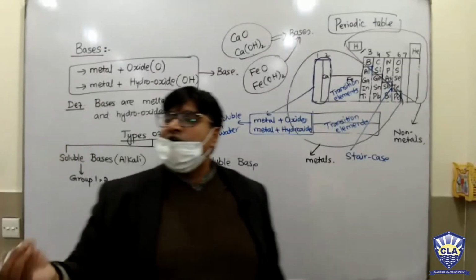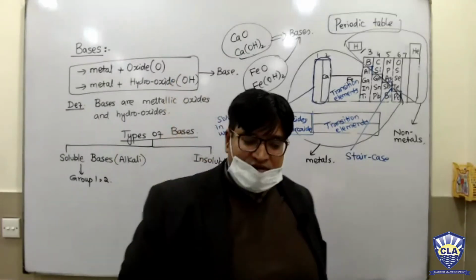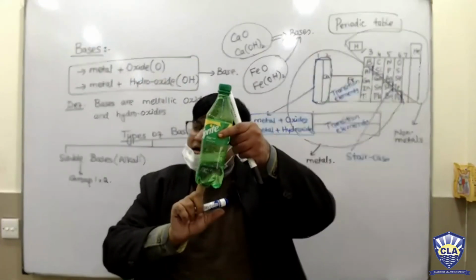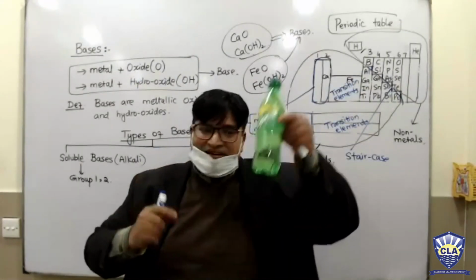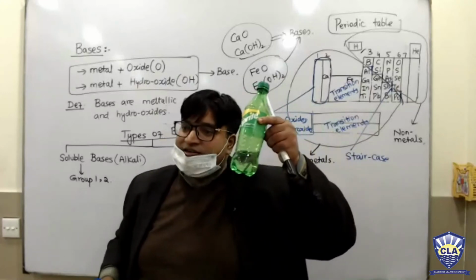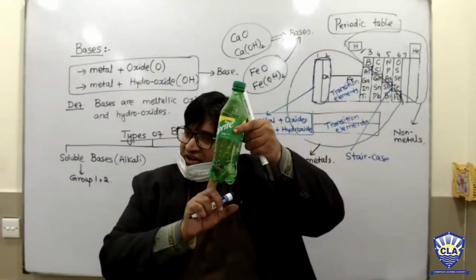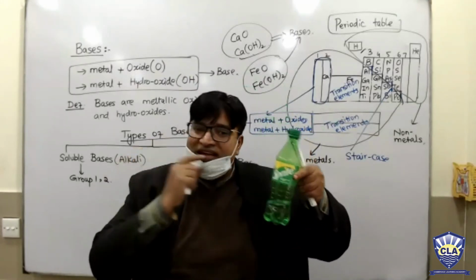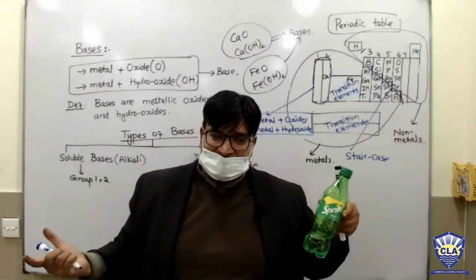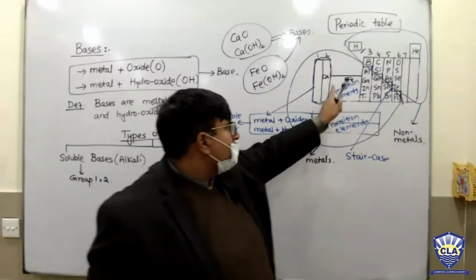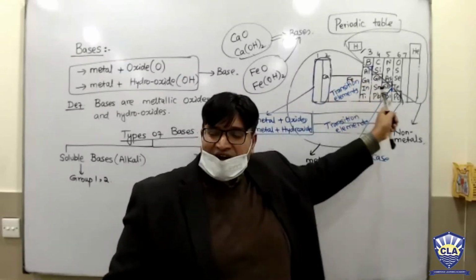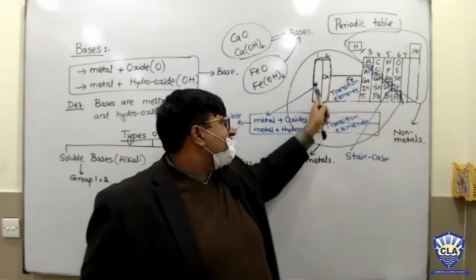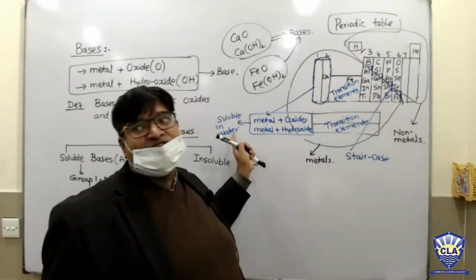And if something is insoluble, it will form a precipitate. Let's suppose this is a bottle. If I put my finger up here, you can see my finger. But if this contains, let's suppose, a milkshake, and I put my finger up here, you are unable to see it. Why? Because this milkshake contains precipitate, solid particles inside it. So if you put these metal oxides and hydroxides in water, they are insoluble and form a precipitate. If you put these group 1 and 2 metal oxides and hydroxides in water, they are soluble.